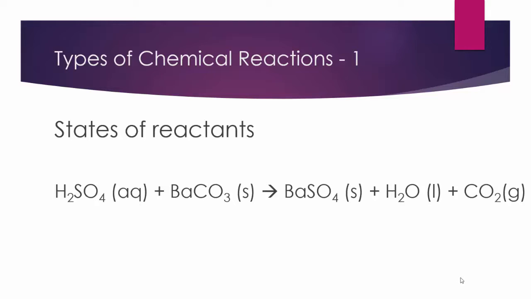And in this reaction you can see that all four types of states of reactants are present. We have sulfuric acid, which is aqueous, that's the first reactant, barium carbonate, which is a solid, and they react to produce barium sulfate, which is a solid, liquid water, and gaseous carbon dioxide.